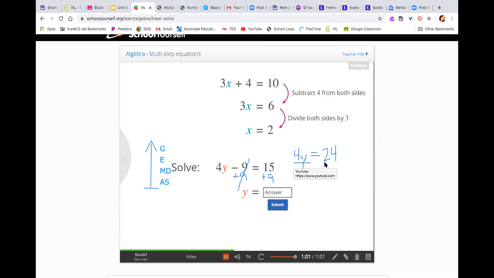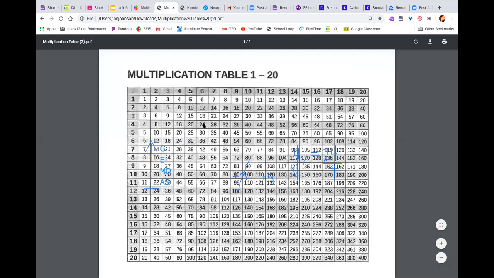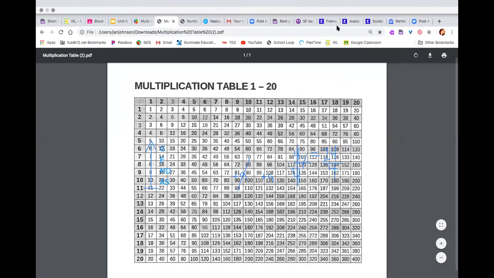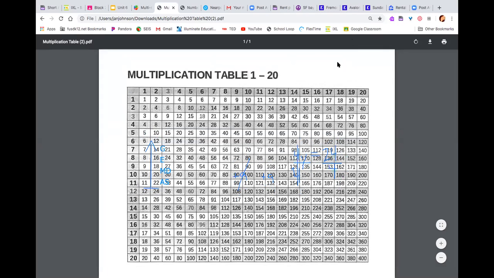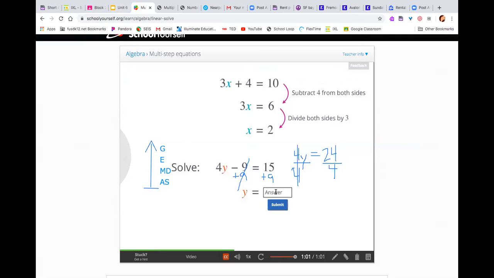So I'm going to divide by 4. Okay, so these 4s cancel out. And then 24 divided by 4 is 6. Cool. So my answer, putting 6, that's what we got. Exactly, so y equals 6.